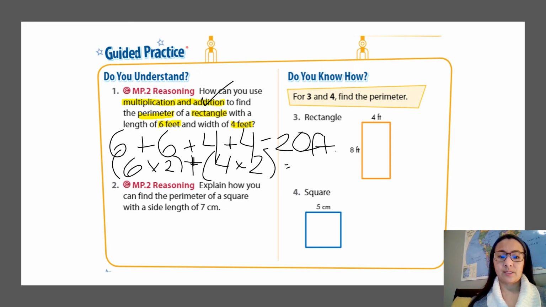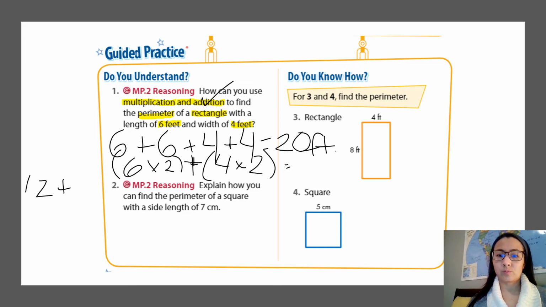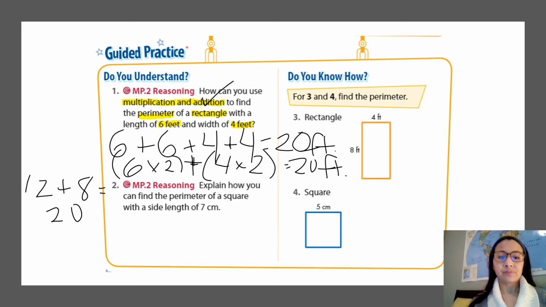right? What's 6 times 2? I might need to write over here. 12. What's 4 times 2? 8. All right, now add those. 12 plus 8 equals 20. So once again, 20 feet. All right, we did the multiplication part, and there aren't any other parts to that problem to solve.